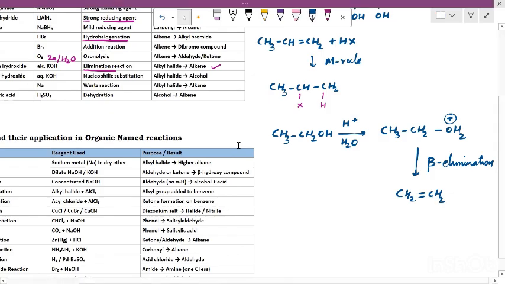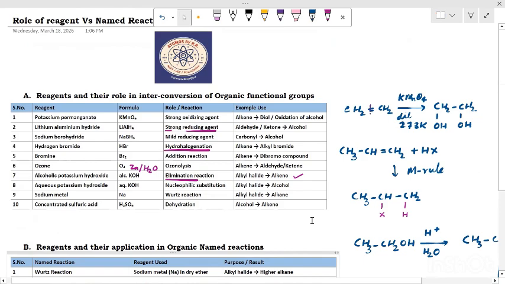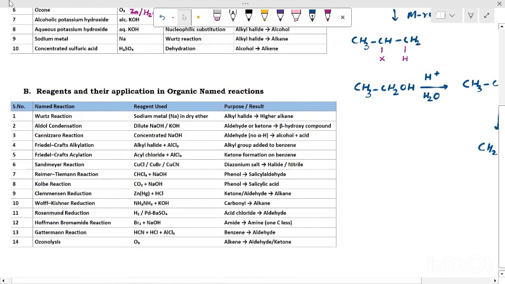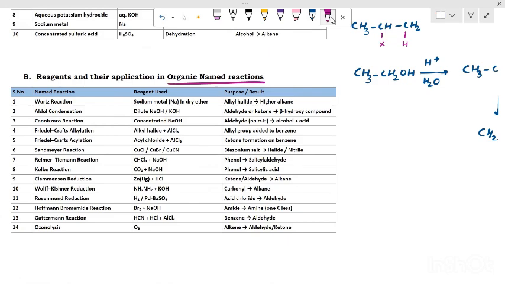Fine. So these are different reagents which are used to convert different functional groups, that is interconversion of organic functional groups. Now, let us have a quick view on the application of these reagents on the organic named reaction. This is very important. If I say organic named reaction, so there are more than 50 organic named reactions which are the target for the NEET and JEE examinations. But for you, at least these important named reactions must be practiced many times so that we can get good marks.